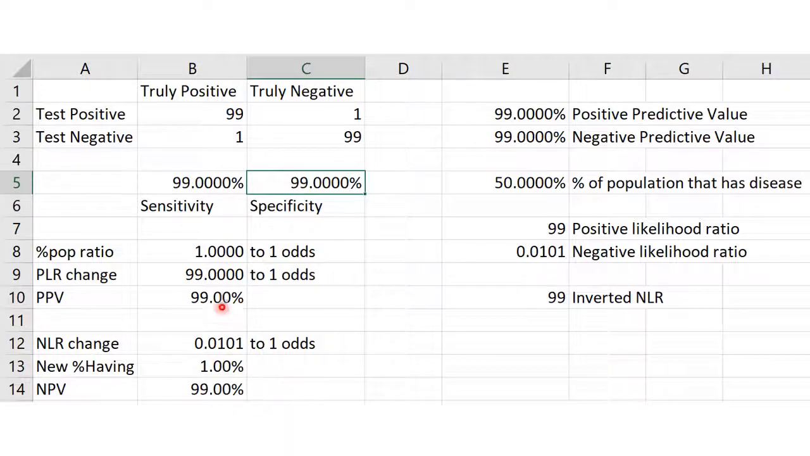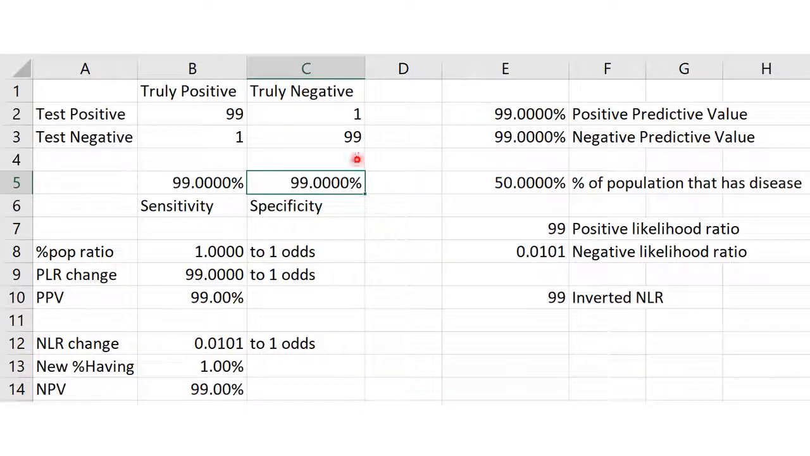And so you can see that we went from sensitivity and specificity, we got likelihood ratios, and all we need is this other information, and we can calculate our positive and negative predictive values. The two ways to get to this information will give you the same number.